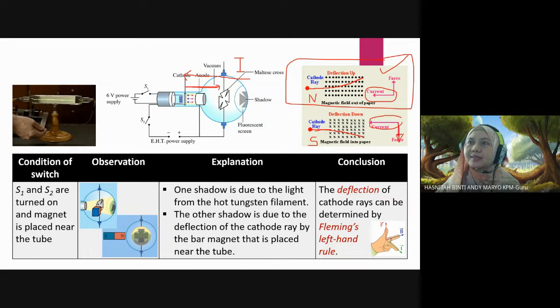Let's say this is the south pole closer. So now the magnetic field is into the tube. So what happens? It is deflected downwards. Near the tube, it is just like the paper, this tube. In and out.